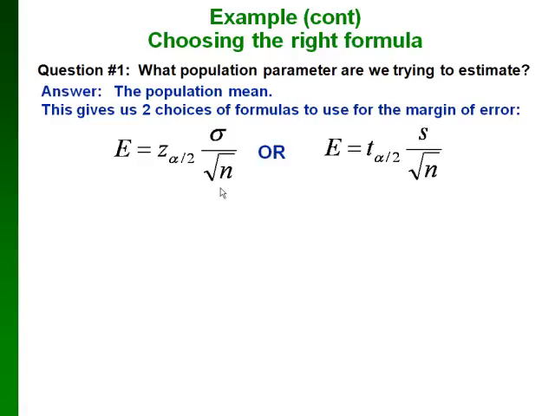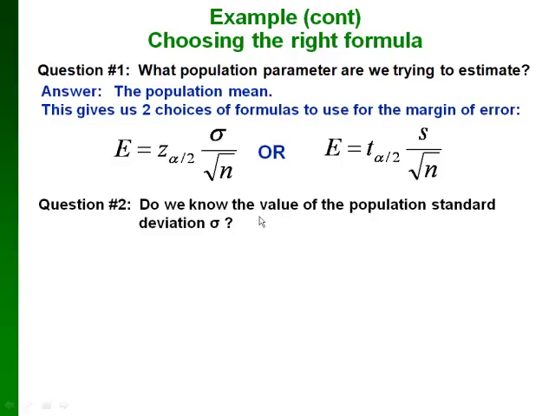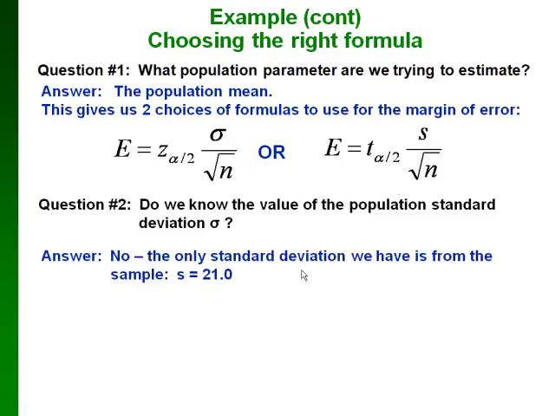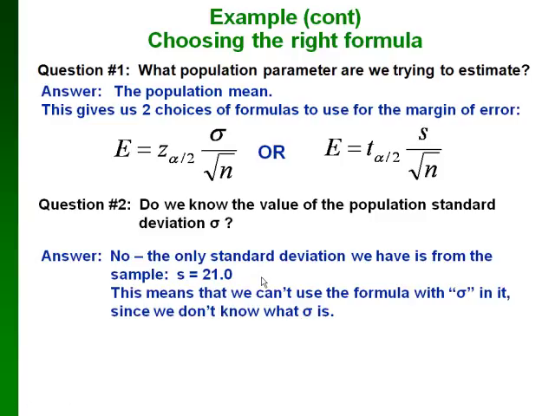Here's the one that we looked at in the last video, where we used the normal distribution and we had sigma, the population standard deviation. The one that we just looked at, we have our critical value coming from the t-distribution, and we have the sample standard deviation. Our next question is, do we know a value for the population standard deviation sigma? If we do, we can use the formula on the left, but if we don't know a value for sigma, then we have to use the formula on the right. In this example, the only standard deviation we have came from the sample, and that's s. So we're going to have to use the formula on the right side.